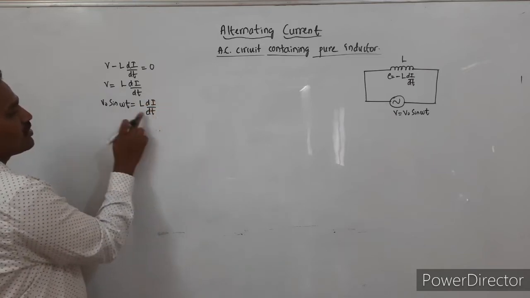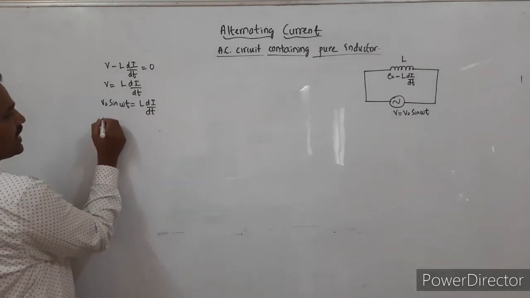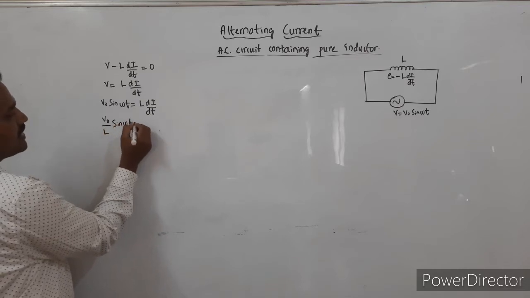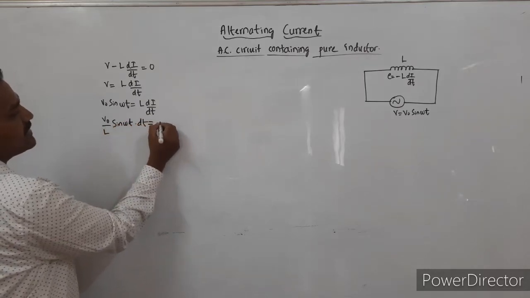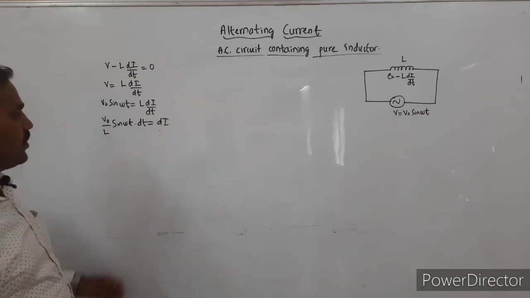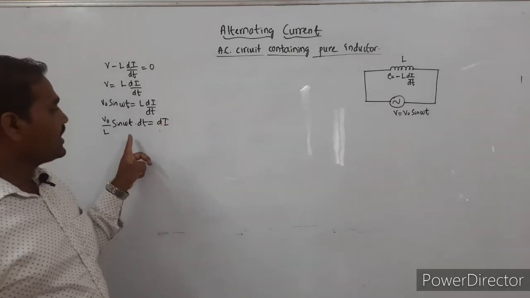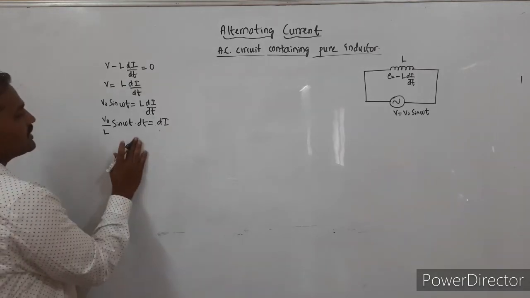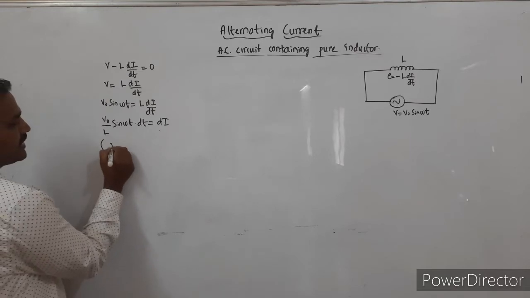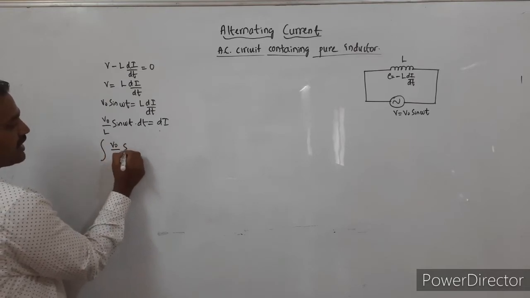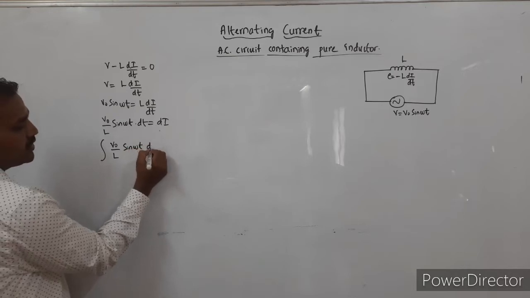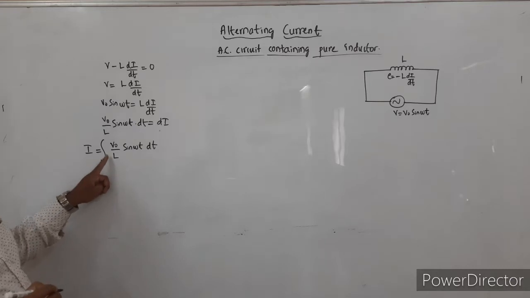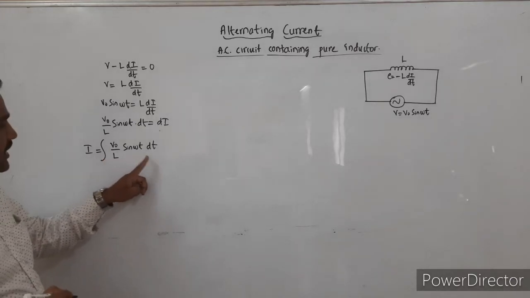This dt we shall take to the left side, L also we shall take to the left side. I can write V naught divided by L sin omega t dt = di. If I integrate this equation, I will get the equation for the alternating current. Integrating, the integration of V naught divided by L sin omega t with respect to time will give me the net current. I = integration of V naught by L sin omega t dt.